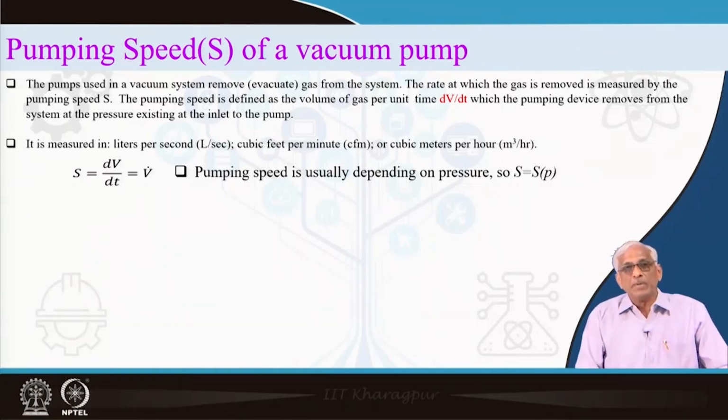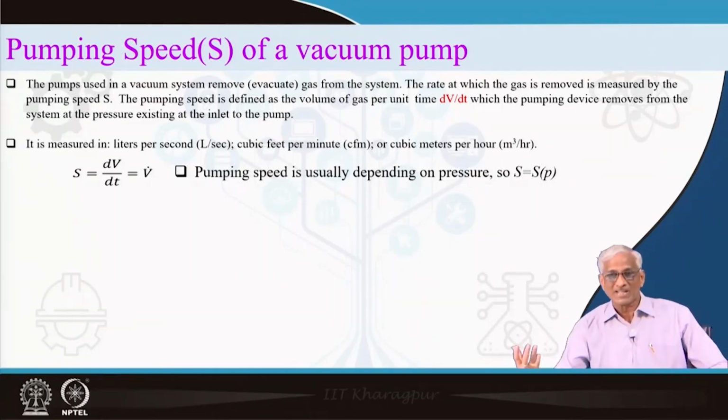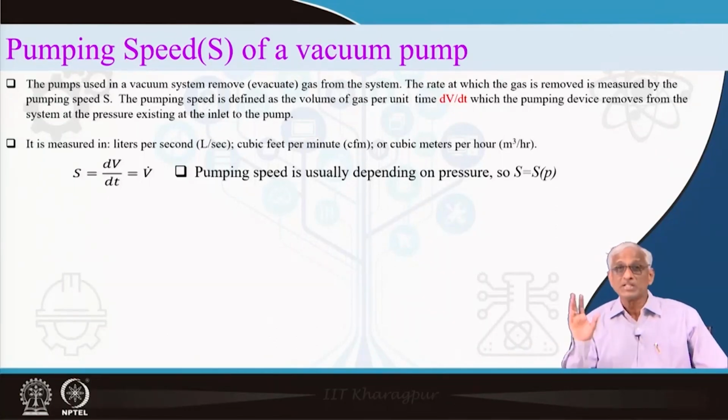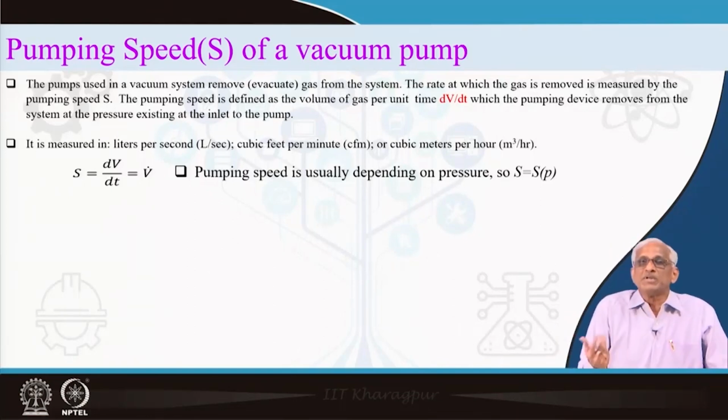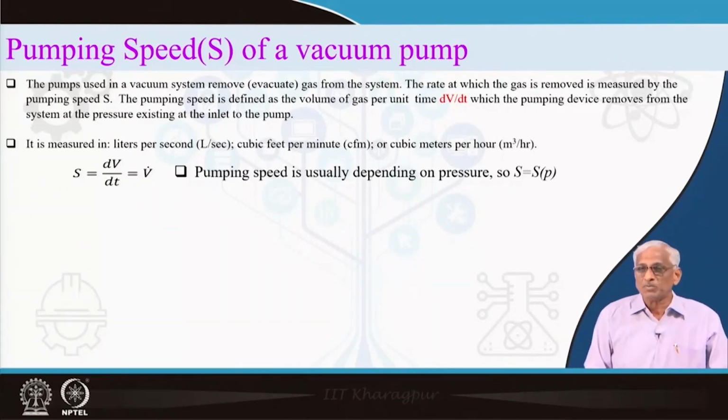S is equal to dV by dt, V dot. Same concept, now we are discussing from the pump point of view, and this pumping speed is a function of pressure. As pressure is going down, pumping speed also will come down. Ultimate vacuum: when you reach it, the pump is running, but vacuum is not improving.